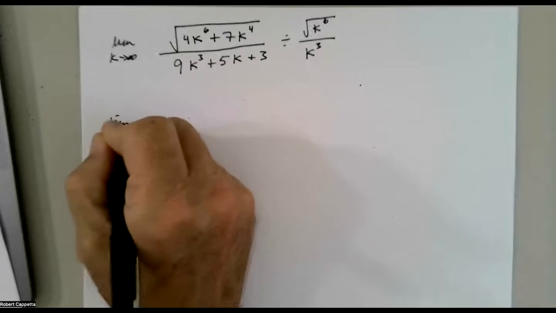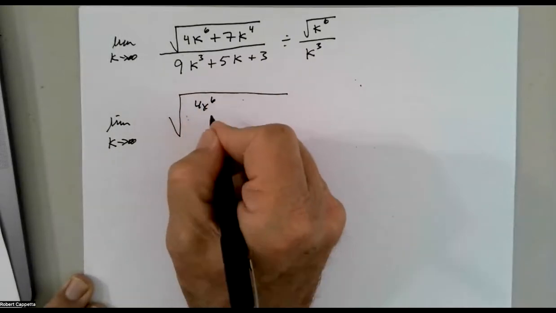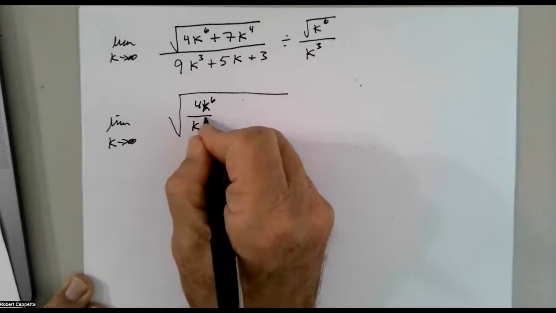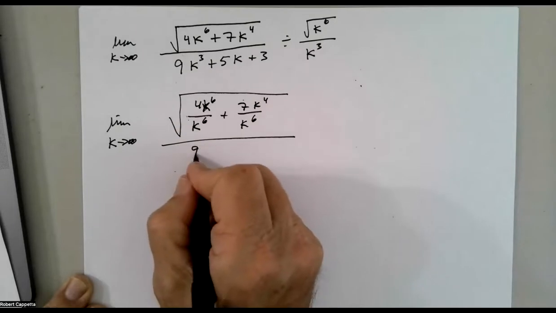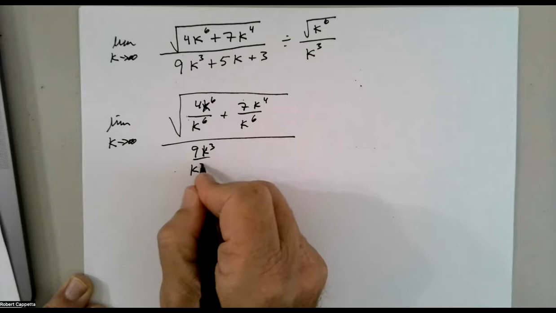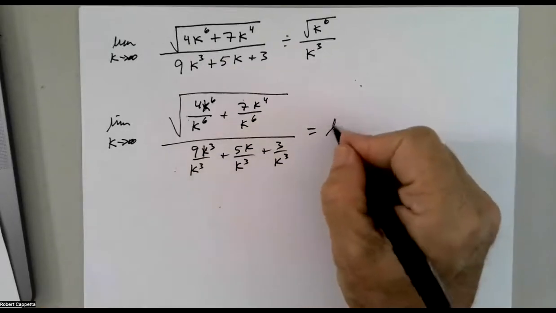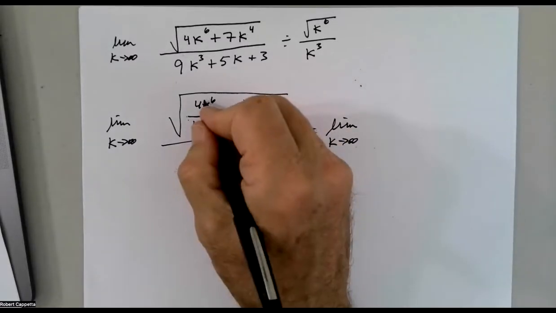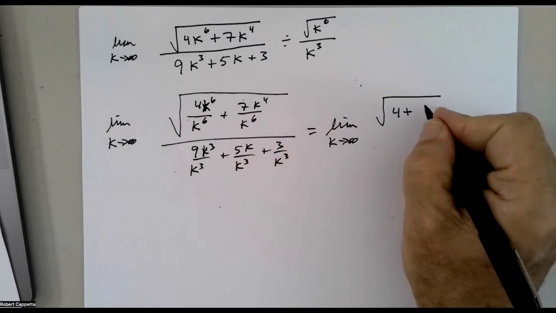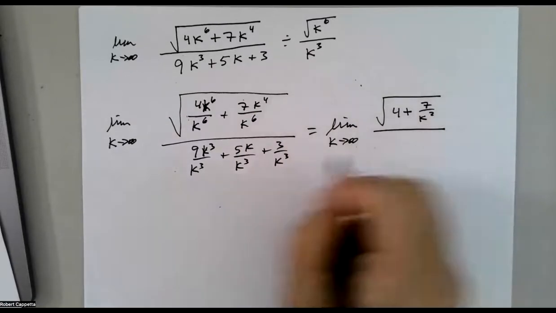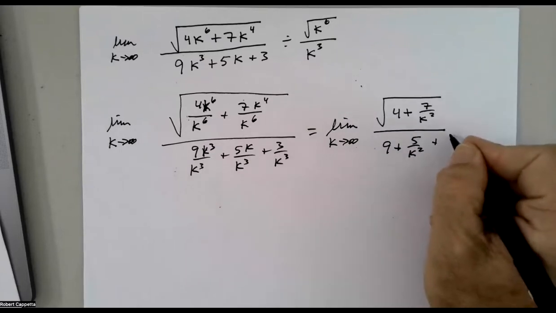Where does that send me for my limit? Limit as k goes to infinity, root of 4k to the 6th over k to the 6th plus 7k to the 4th over k to the 6th, divided by 9k cubed over k cubed plus 5k over k cubed plus 3 over k cubed, which is the limit as k goes to infinity of what? k to the 6th over k to the 6th, that just leaves me square root of 4. 7k to the 4th over k to the 6th is 7 over k squared. 9k cubed over k cubed is 9. 5k over k cubed is 5 over k squared. 3 over k cubed is 3 over k cubed.